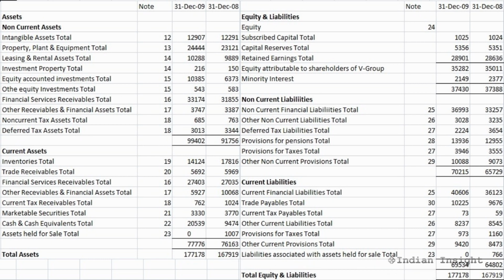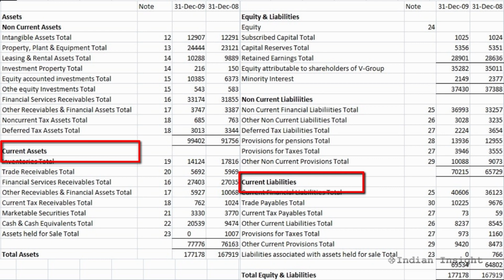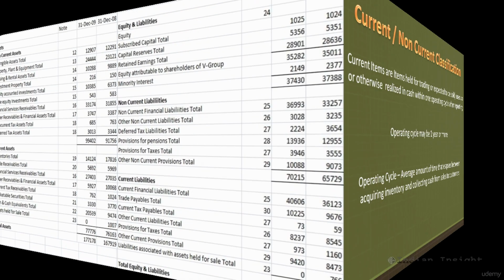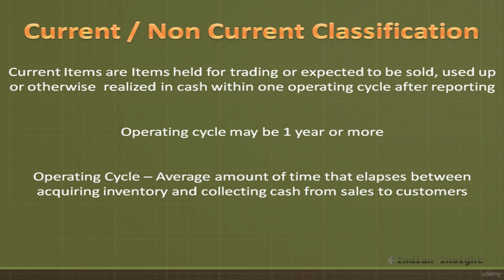This of course is a detailed balance sheet, which as you can see has many components. Let's understand the components in greater detail one by one. We'll start by understanding current assets and current liabilities. The first thing to notice is that both on the asset side and the liability side, there are both current and non-current items. The question naturally comes, how do you classify assets as current or non-current?